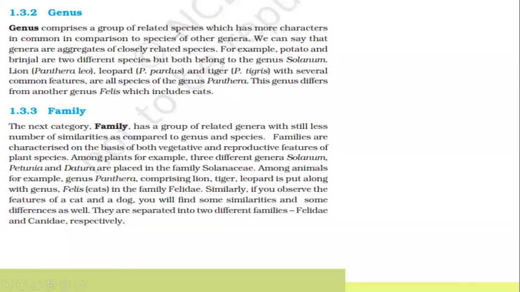Genus comprises a group of related species, a group of related species which has more than one characteristic in common. For example, Panthera leo, where Panthera is the generic name; Panthera pardus, Panthera tigris. And Solanum tuberosum, where Solanum is the generic name.